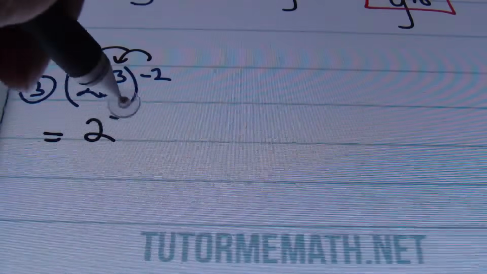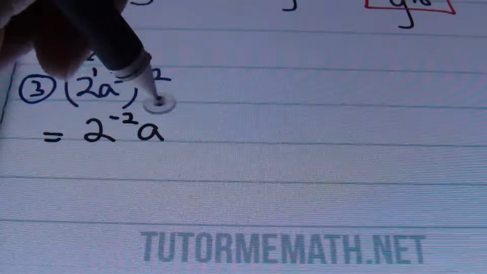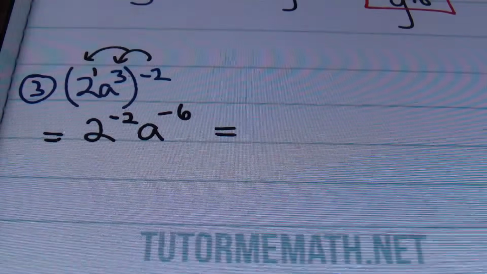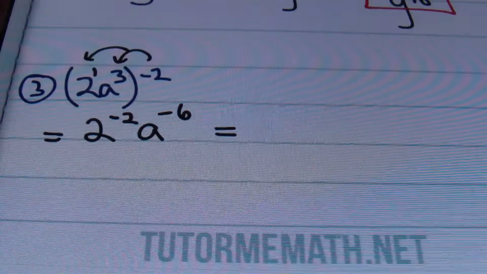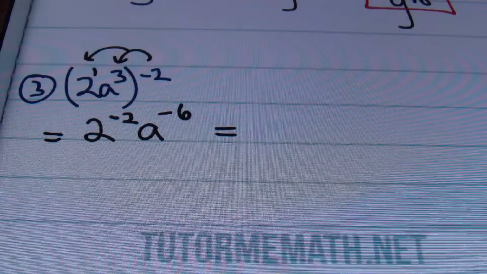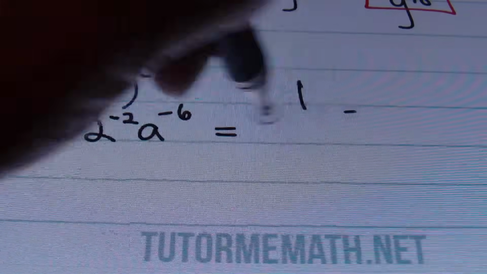I'll have 2 to the negative 2 power and a to the negative 6 power, just like that. Since both of my bases have a negative exponent, they'll be shifted to the denominator. It'll be under 1 because I don't have anything remaining there.